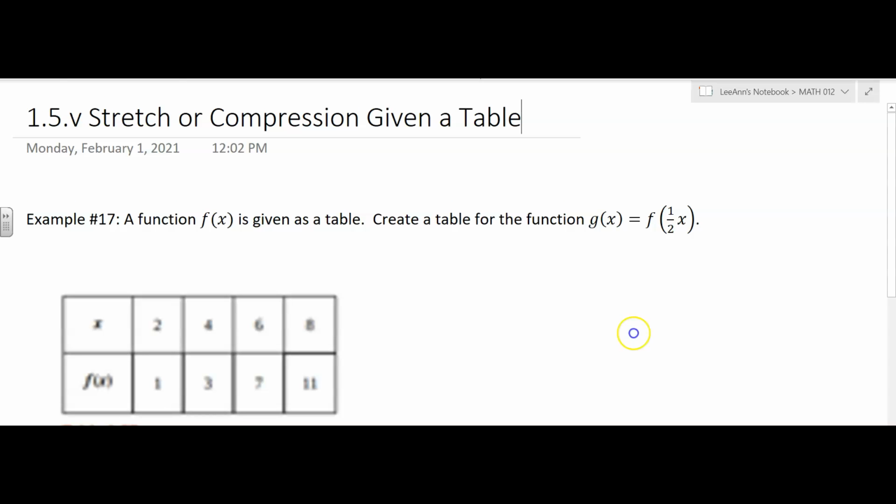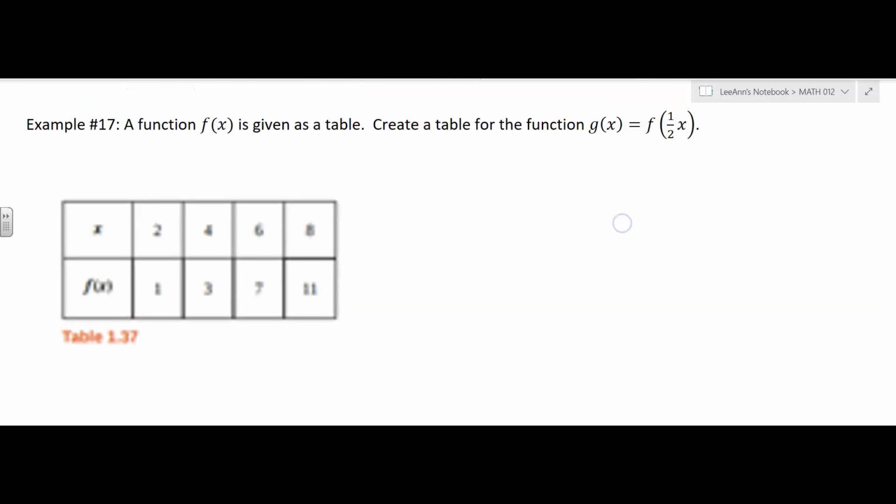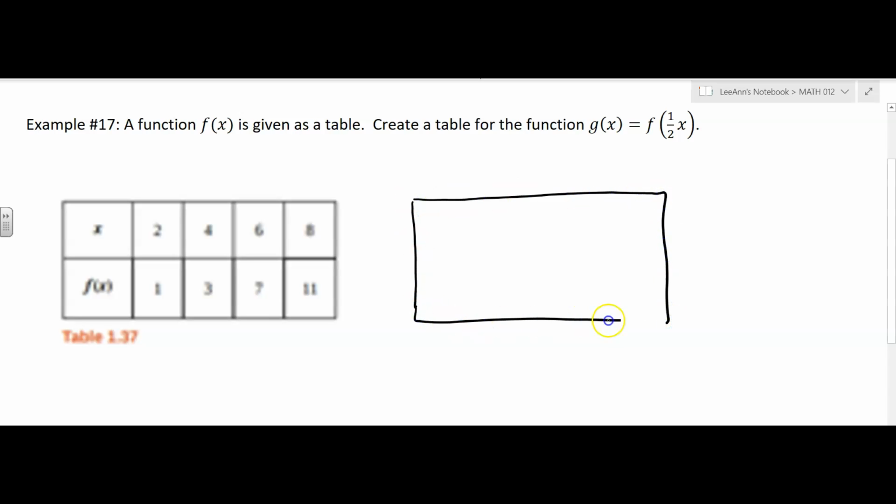Okay, so a stretch or compression given a table. They give us a table, we've seen this table before, and then they want us to create a table for g of x. Now I'm going to try to write this out and explain it. I know it's all a little tricky, so see if one more explanation helps.